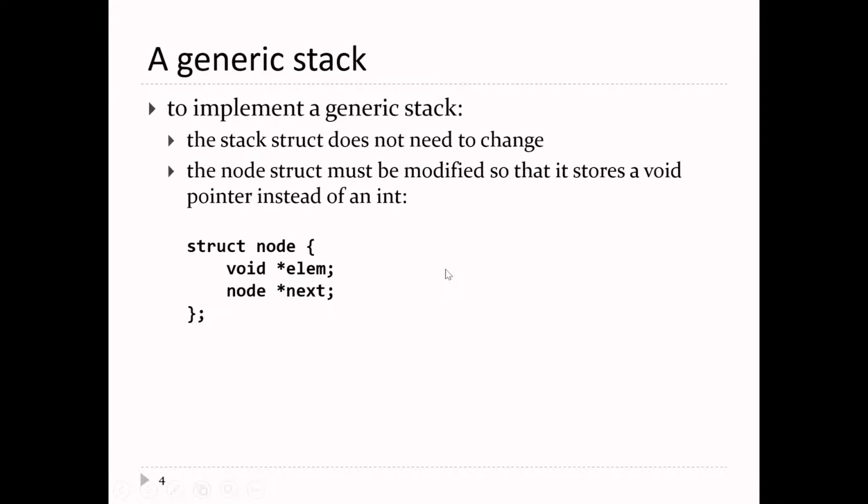All right. We're talking about implementing a generic data structure, so a data structure that can hold elements of any type. So we're implementing a generic stack. To do this, we have to change the way our node structure works. Instead of holding an element of type int, as our current stack does, we're now going to hold a pointer of type void. Now remember, a pointer to void can point at any object, so this is what gives us our ability to implement a generic stack.